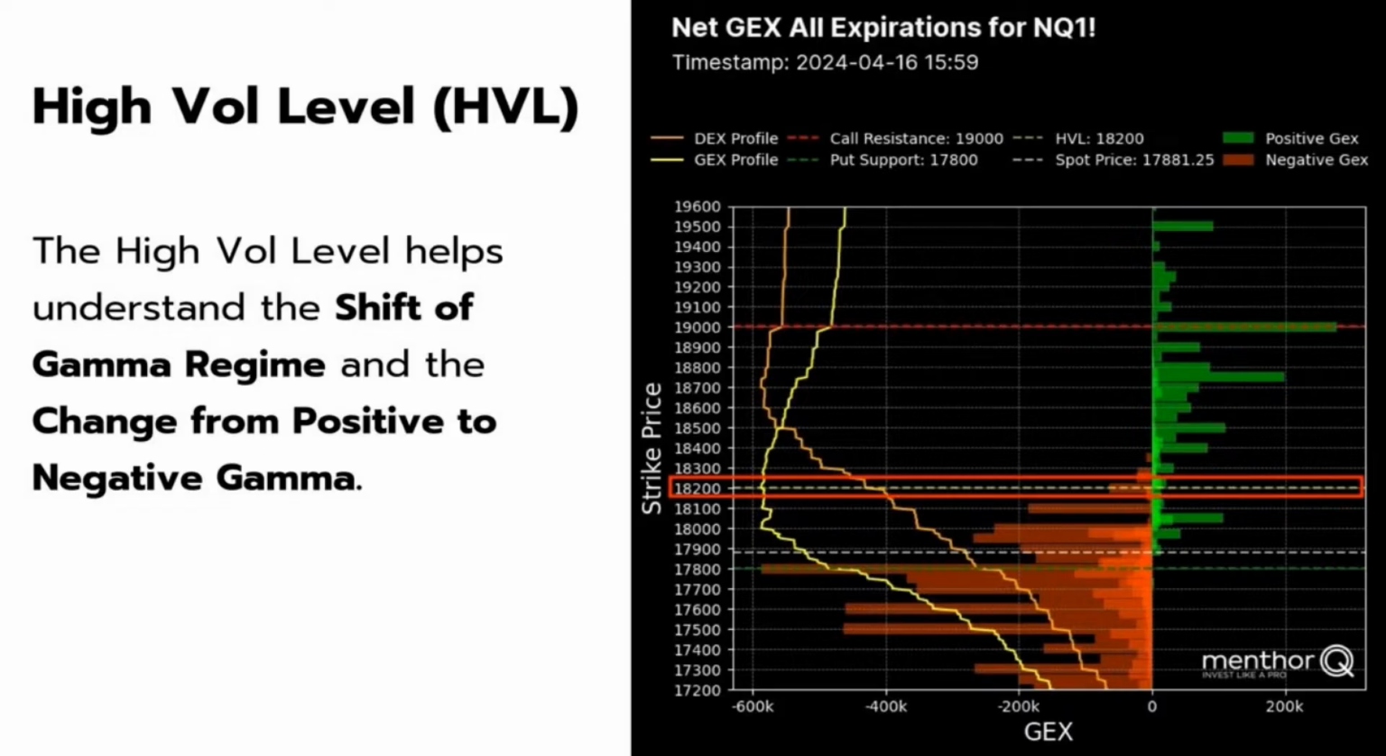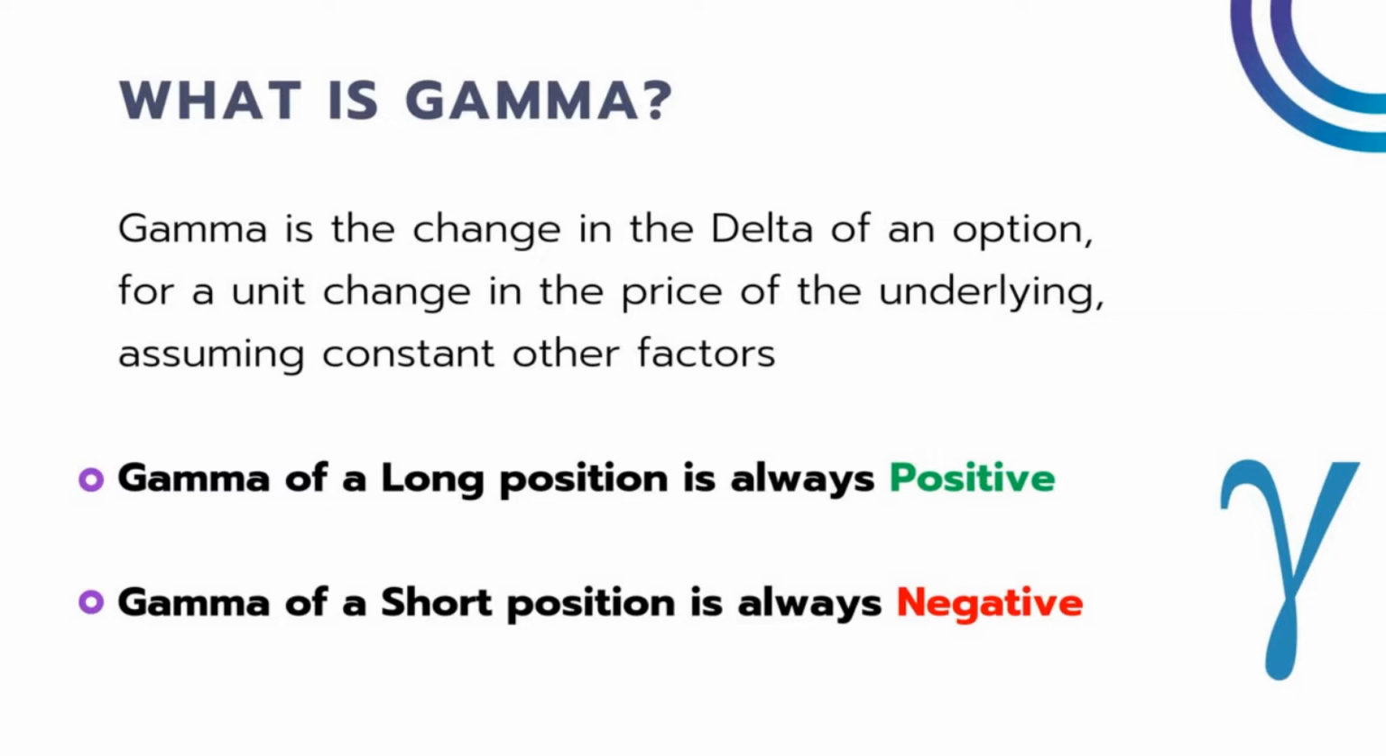The high vol level is a level that helps us understand the shift in gamma regime from positive to negative, or from negative to positive. We're going to explain why this is important in a second, but first we're going to recap this very quickly.